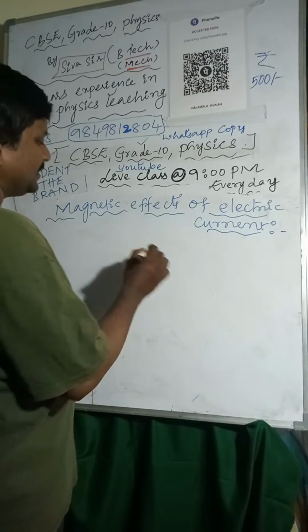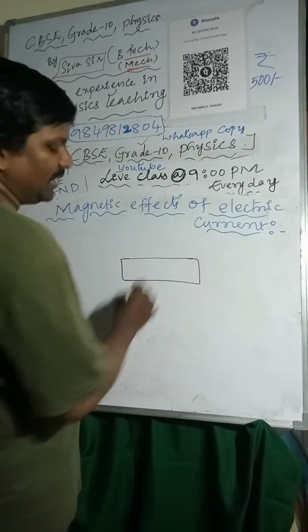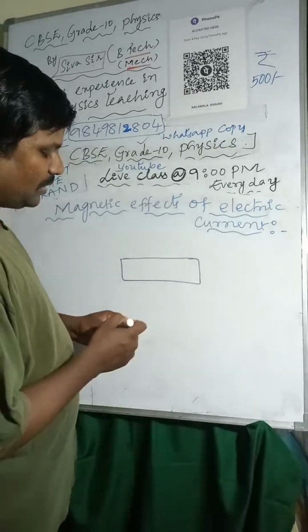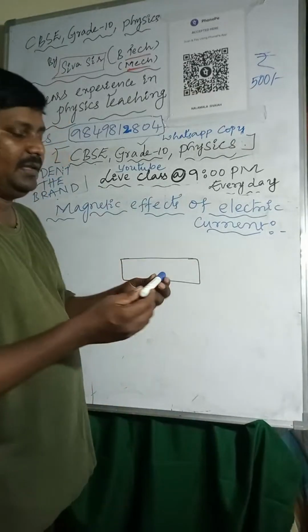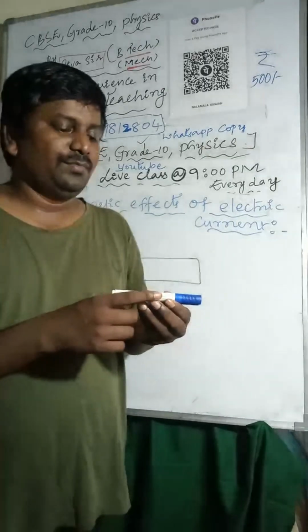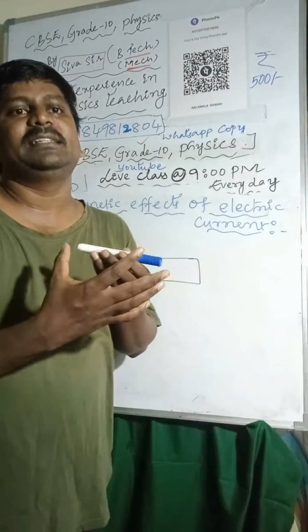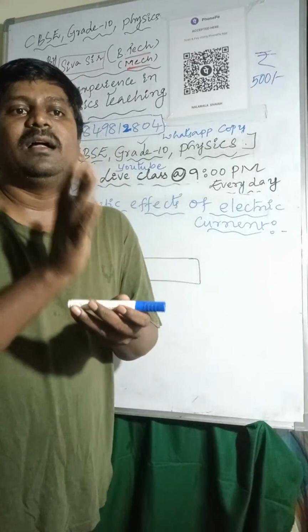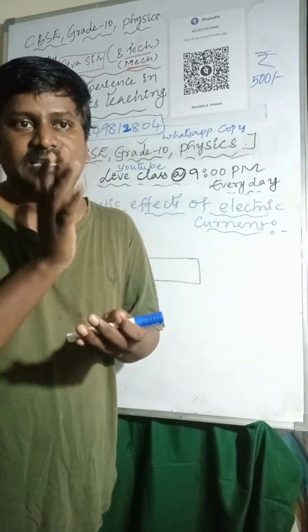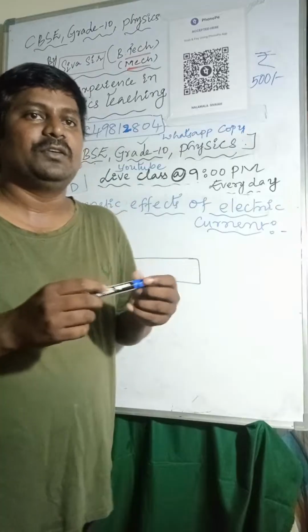Here I'm considering this bar magnet. The bar magnet has two poles. If you break it into two pieces, two poles still exist in each piece. They are called north and south.